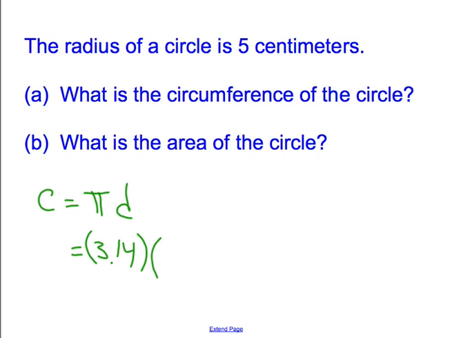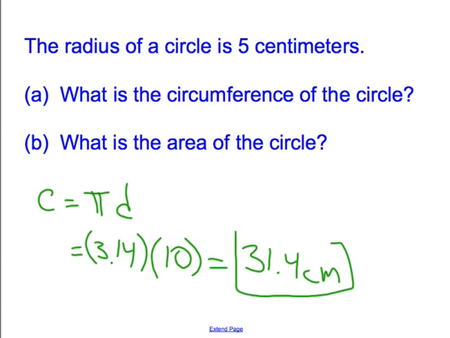If the radius is 5, Braden, what's the diameter's length? 10. We're going to go 10. And then we're multiplying by a power of 10, so this is easy math, 31.4 centimeters. And it's not squared because we're not finding area. We're finding circumference. So it's just the dimension itself. And again, you'll be able to use a calculator on that if you need to.